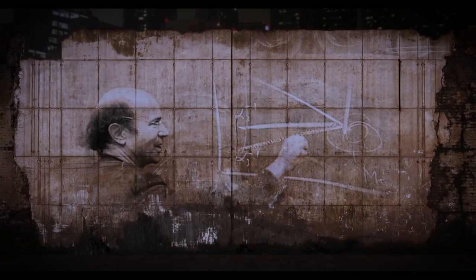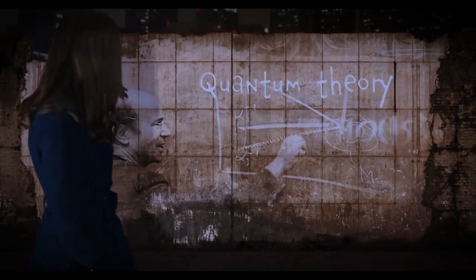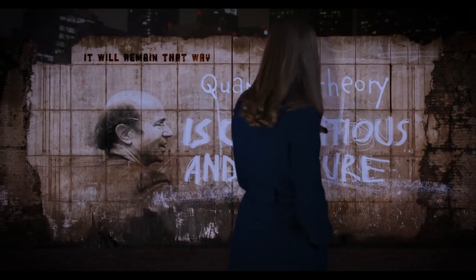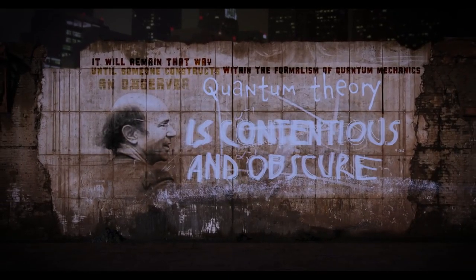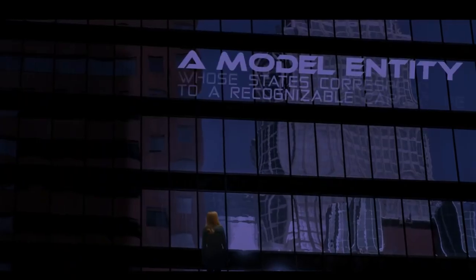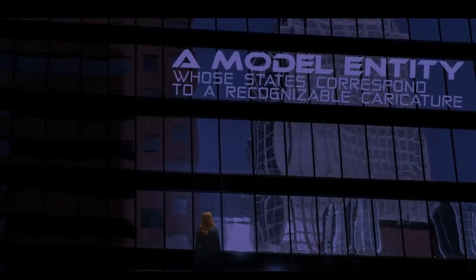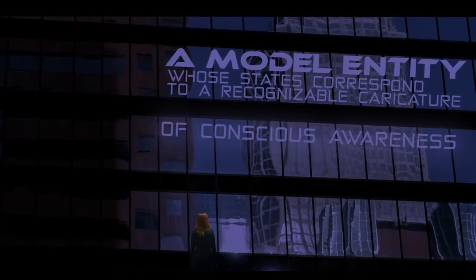And Nobel Prize winner Frank Wilczek said that quantum theory is contentious and obscure, and that it will remain that way until someone constructs, within the formalism of quantum mechanics, an observer, a model entity whose states correspond to a recognizable caricature of conscious awareness. An entity, an observer. So Frank Wilczek is basically talking about an entity, not necessarily a human being or an animal, that is capable of generating information by observing and measuring.